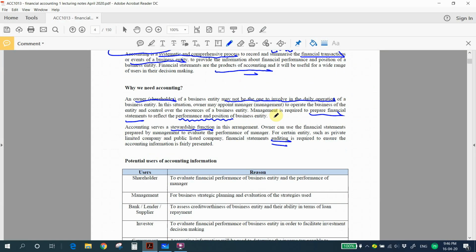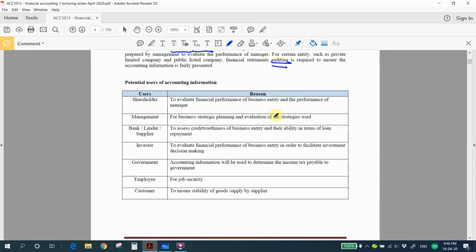Next, we are going to learn what the potential users of accounting information are. The first one that requires financial statements is the shareholder. So why does the shareholder need the financial statements? Because they can evaluate the financial performance of the business entity and the performance of the manager.